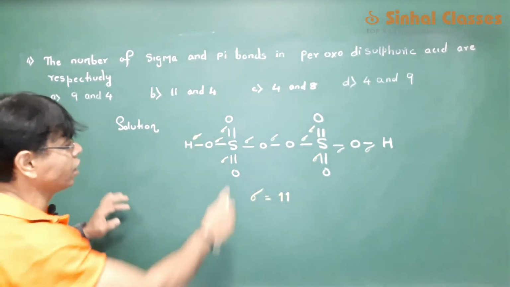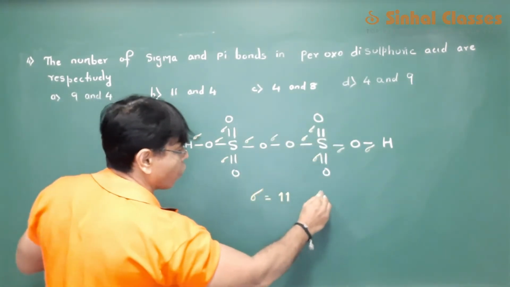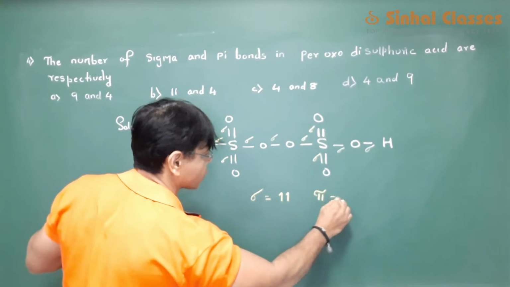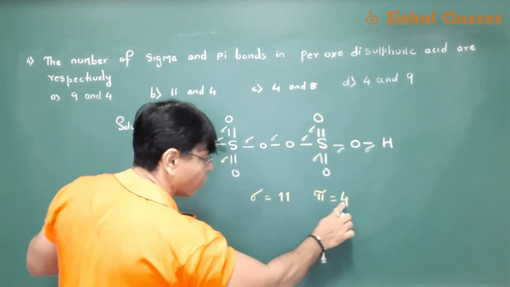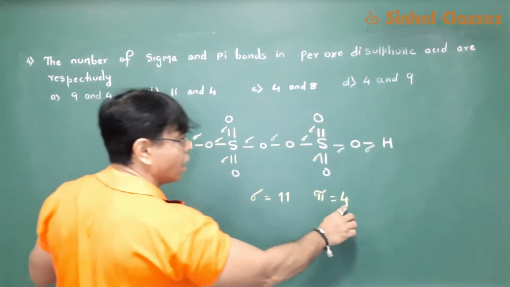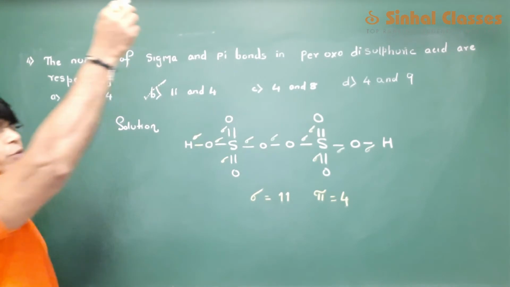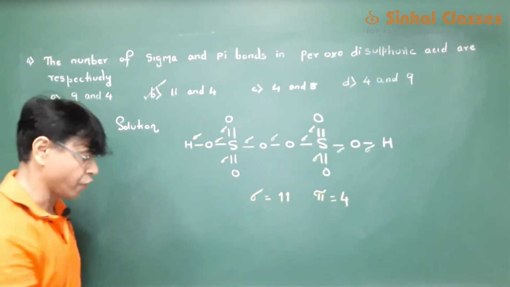How many pi bonds? 1, 2, 3 and 4. So pi bond is 4. This is the symbol for pi bond. So your answer for this question is 11 sigma and 4 pi. So the answer will be B, which is the correct answer for it.